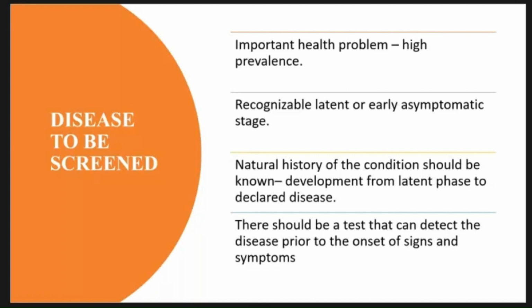So now coming to the disease to be screened, there are some criteria which need to be followed. For selecting any disease for screening, it should be an important public health problem and its prevalence should be high. Prevalence means the old plus new cases. And there should be a recognizable latent or early asymptomatic state so that we can utilize this period. The natural history of the disease should be known, and it should be clear what the latent period will be, and there should be a test which can detect the disease prior to the onset of signs and symptoms.